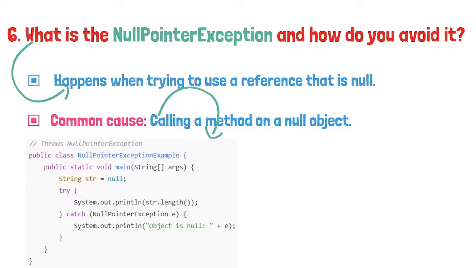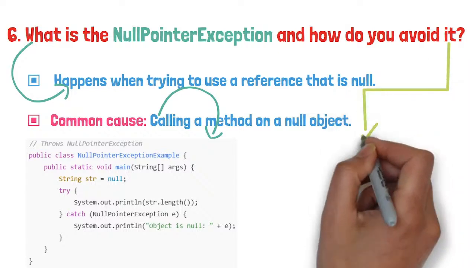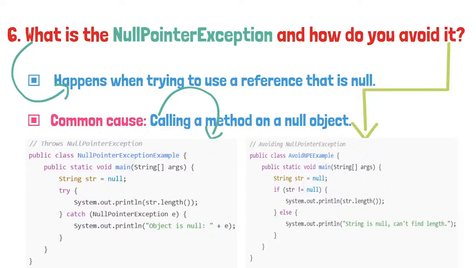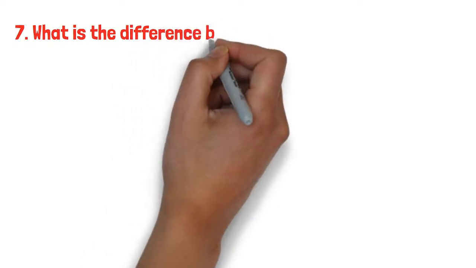And next is how do you avoid it? For avoiding, you can apply an if else condition or the Optional class. Here you can see that we are checking the string for null. If it is not null, we print the length. If it is null, we print string is null. So you can see here clearly.